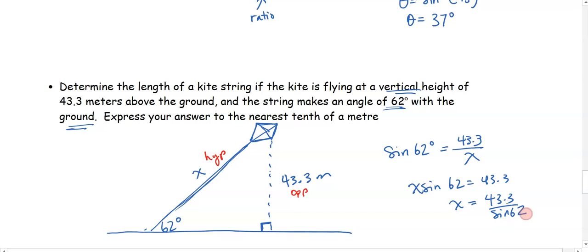And then I pick up my calculator and I type that in. Oops, I typed in an extra button, and there we go. So we now know that the length of the string is approximately 49 meters long. That's how long of a string that is there, based on those measurements. All right.